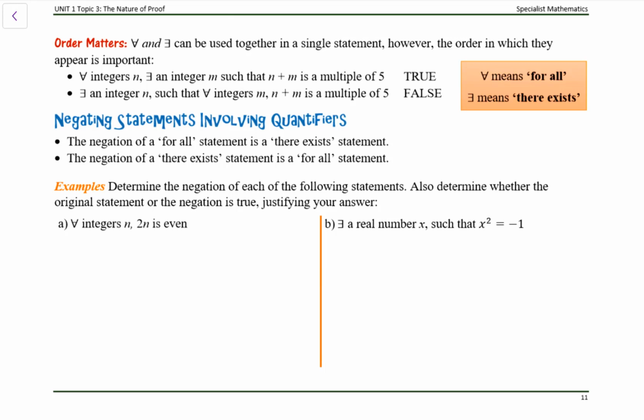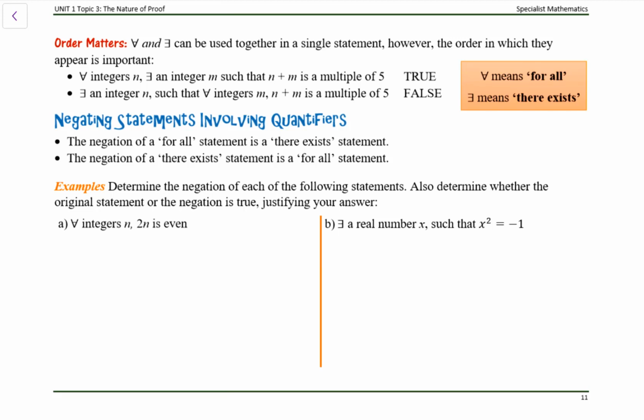So negating statements involving quantifiers. The negation of a for all statement is a there exists statement, and the negation of a there exists statement is a for all statement. So let's look at the examples. Determine the negation for each of the following statements. Also determine whether the original statement or the negation is true, justifying your answer.